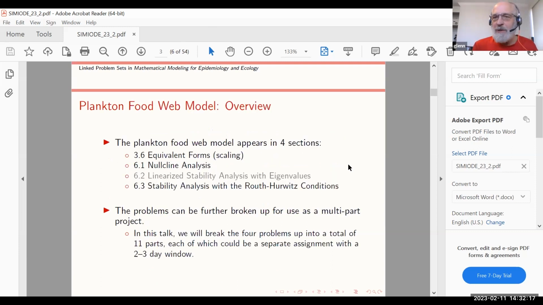So the first model I'm going to talk about, which is going to take up most of my time, is a plankton food web model. This model appears in 4 sections. It's introduced in a mechanistic modeling section on scaling, and then it appears heavily in the chapter on dynamical systems analysis. I've grayed out section 6.2 because there's nothing that is not routine in the material in that section, and I only have so much time for this talk. I can envision breaking the 4 problems up into a total of 11 parts, and I'll show you the parts that are not from section 6.2.